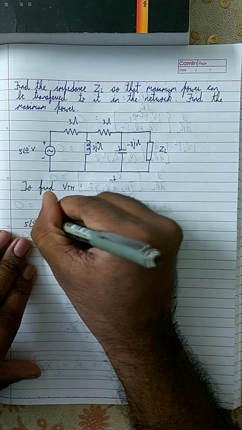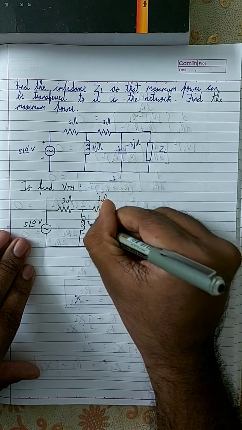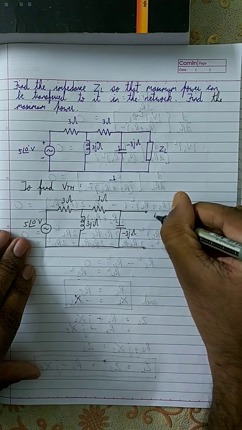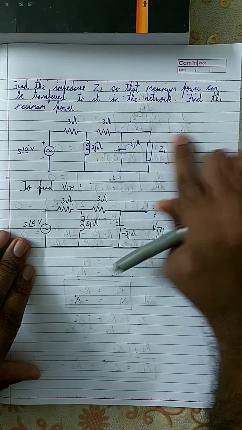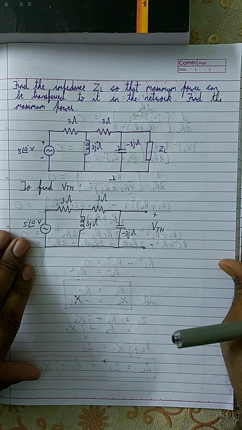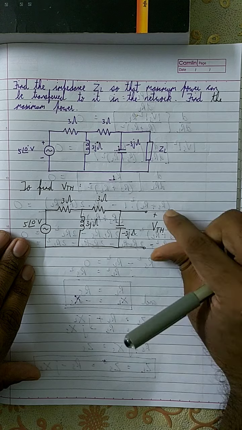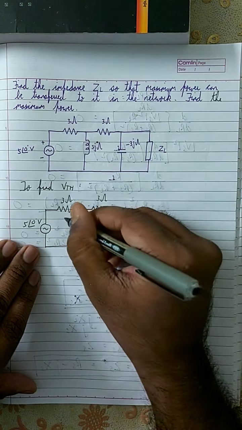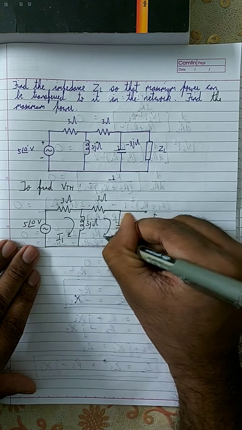So this is the circuit. This is minus 3j ohm and this is the open voltage VTH. I removed the load, so the load became open, and now this is the open voltage VTH. So I need to find the voltage across here. Finding the voltage is very easy. Here I'm going to assume this current is I1, and let this be I2.